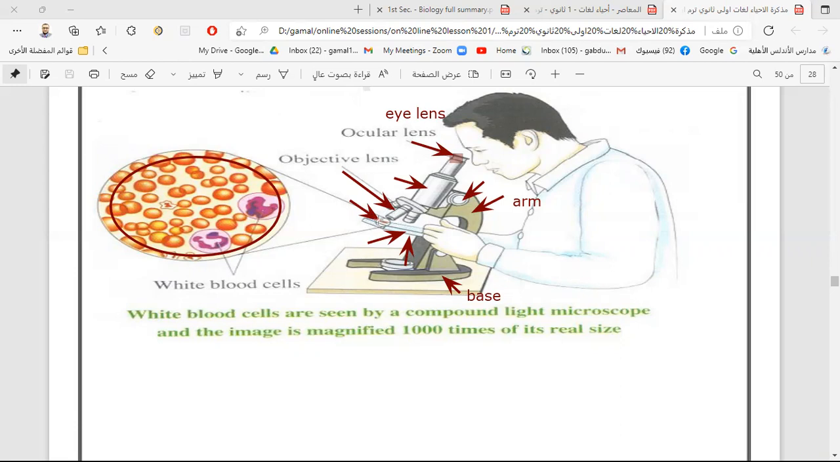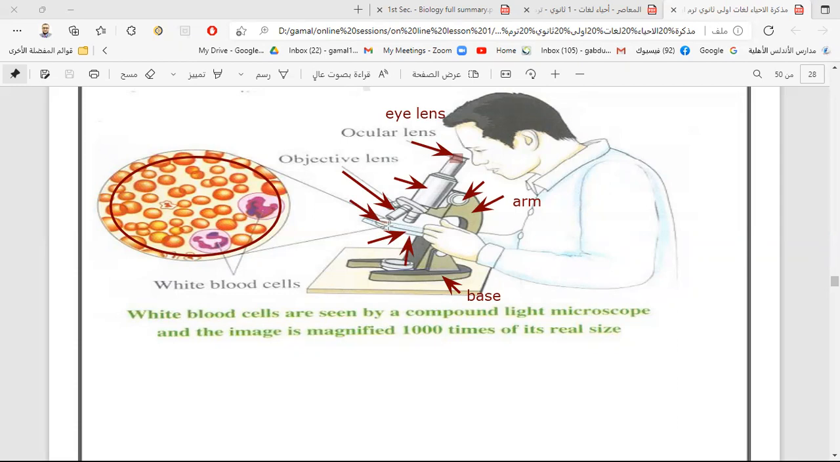You put, for example, a drop of water or a drop of blood to examine by the microscope. The stage has a hole in it because the light must pass through the stage and penetrate the slide. So the slide must be very thin.